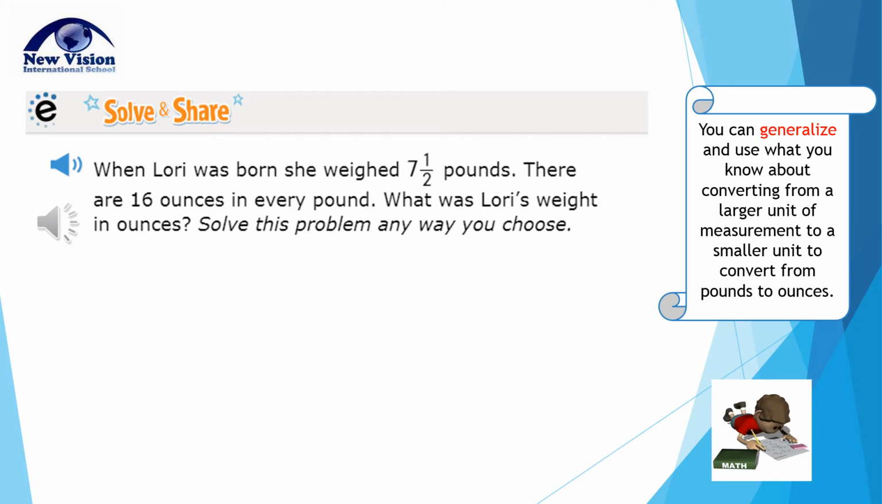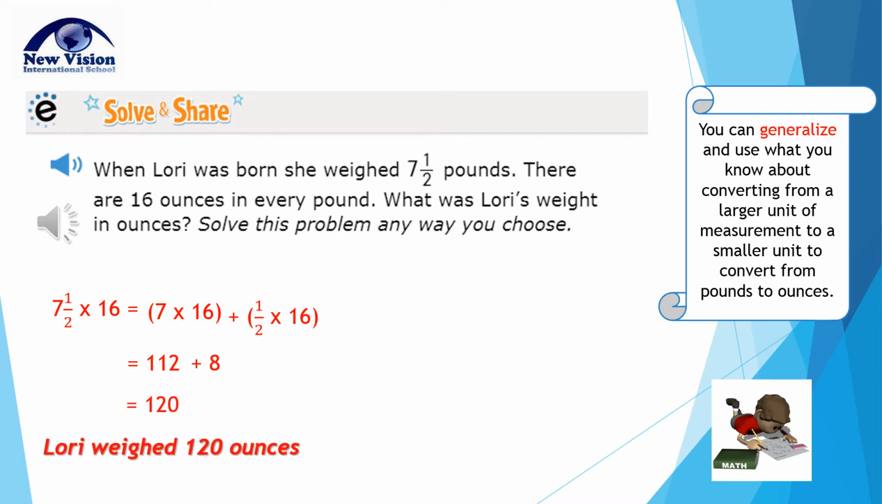In the given, there are 16 ounces in every pound. Therefore, we will just multiply 7½ and 16. Then, we use the distributive property of multiplication. So, it's going to be 7 times 16 plus 1/2 times 16. 7 times 16 equals 112, plus 1/2 times 16 equals 8. Then we will just add 112 plus 8 equals, very good, 120. Therefore, Lori weighed 120 ounces.